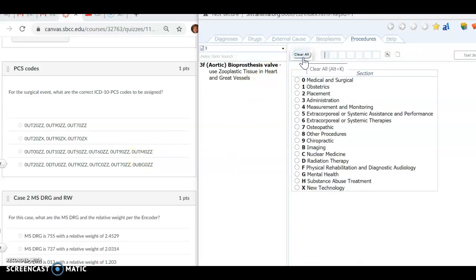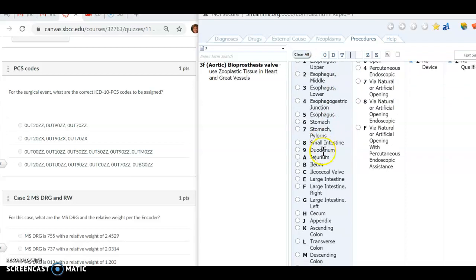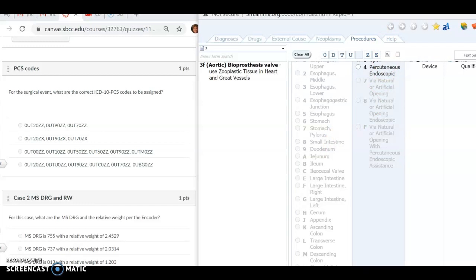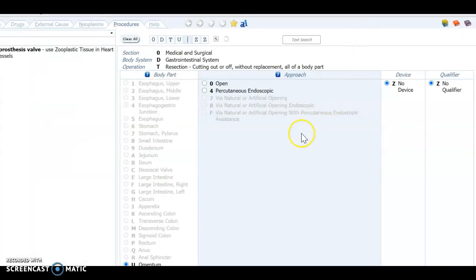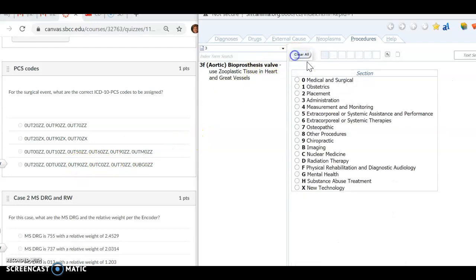Okay, our next procedure is going to be 0DTU. Okay, again, resection. These are taken completely out. See if I can get up here to U, which is the omentum. Okay, and then with that we have 0 with it being open and ZZ. Okay, so now we've taken out both ovaries, we've taken out the omentum. Clear.